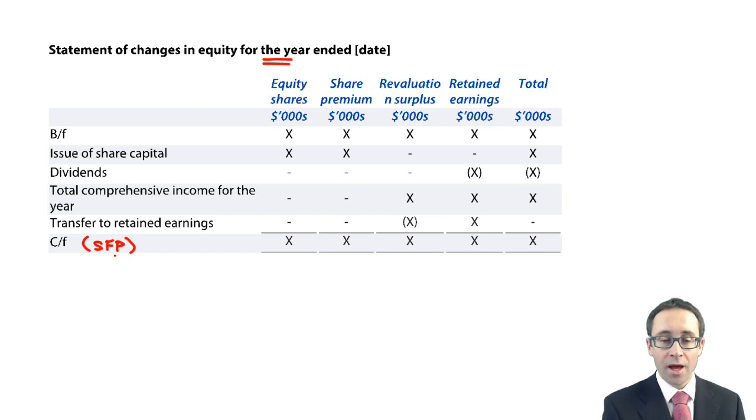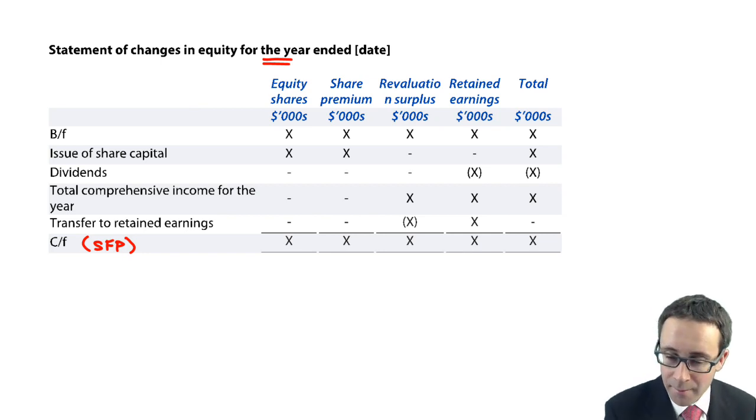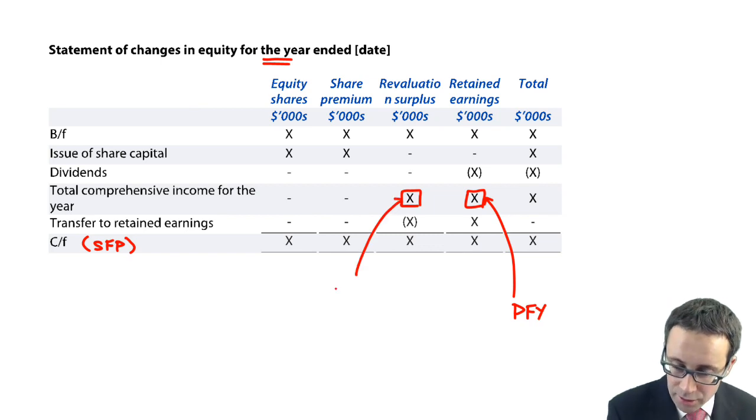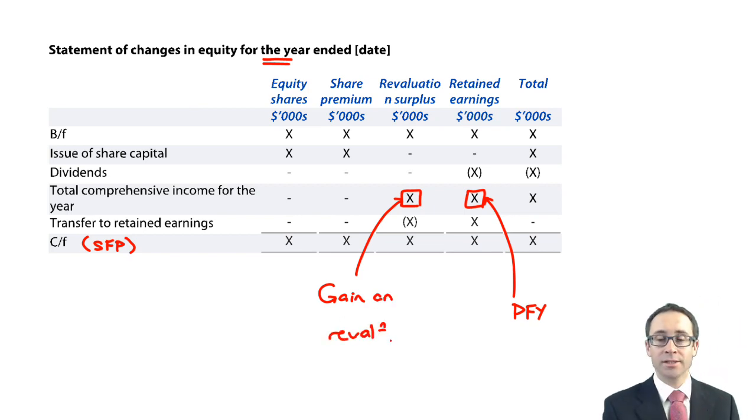Here, what you can see, first of all, is an issue of share capital. So we must have credited share capital, the equity shares, and credited share premium. As you can see, both of those have moved. You've then got your dividends, so make sure that you put the dividends within brackets to show that it is a distribution of the earnings and is therefore reducing the retained earnings. The total comprehensive income for the year is split between the amount on your revaluation and the amount for your retained earnings. So what goes into your retained earnings is your profit for the year, and your revaluation surplus is the gain on revaluation.